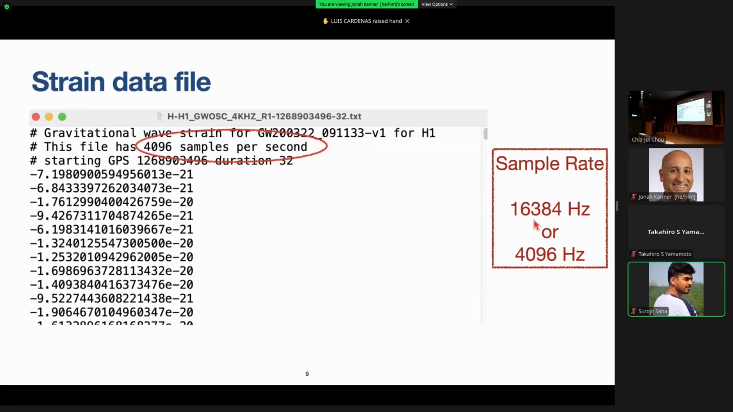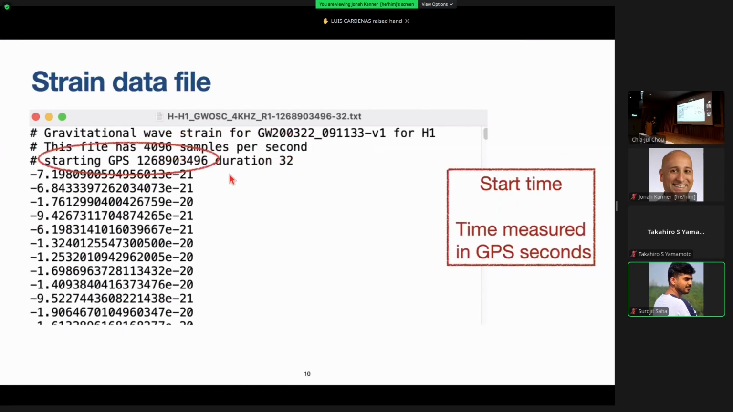And then we also make available downsampled versions of the file, where instead of 16,000 samples per second, there's 4,000 samples per second. And the reason I mention this is that it's important to be aware of the sampling rate when you're working with the data, right? So that's just one important parameter of what you're doing.